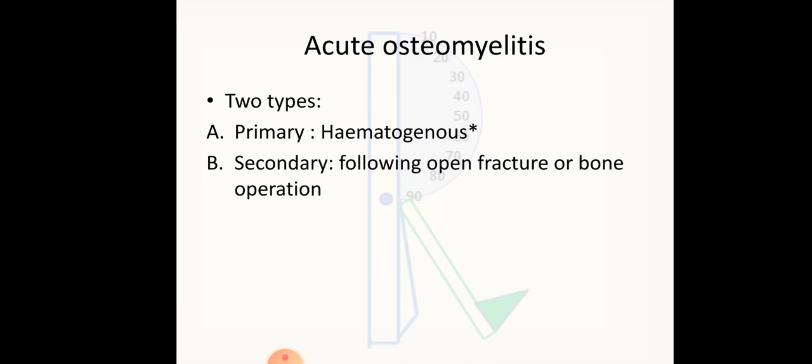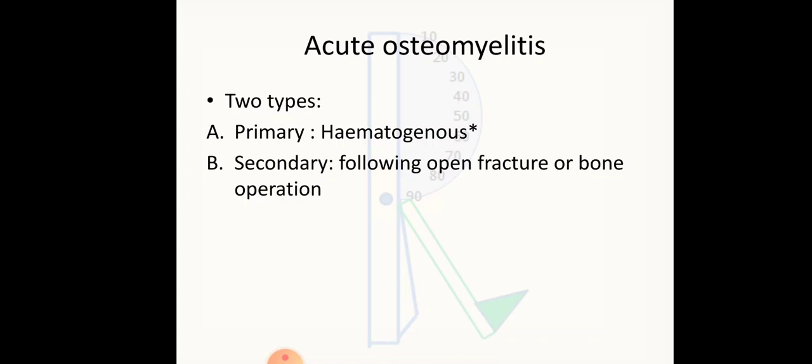mechanism of osteomyelitis. First one, primary. Second one, secondary. Primary is nothing but it is caused by a hematogenous route. The root cause, the focal site of the infection, is somewhere else. It has traveled via blood vessels, reached the femoral lower end or tibial upper end, and is causing osteomyelitis.